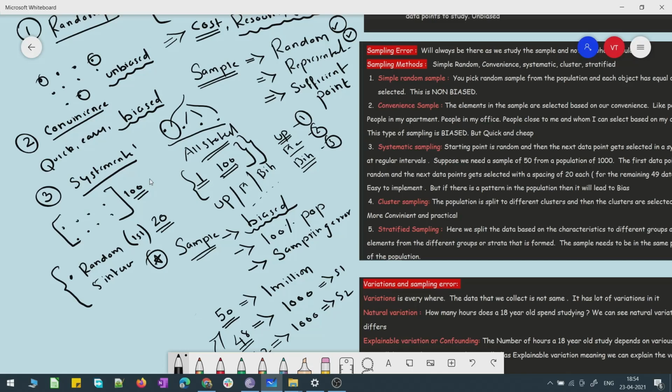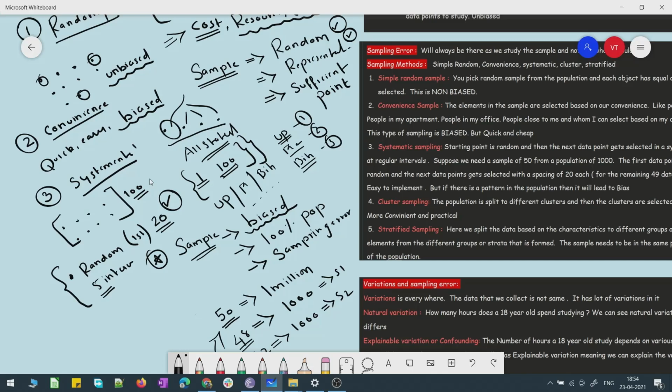The first data point I select will be random, and after that, whatever points I select will be in the interval of 5. Thereby I end up getting a sample of 20. So this is a systematic way by which I can form my sample.